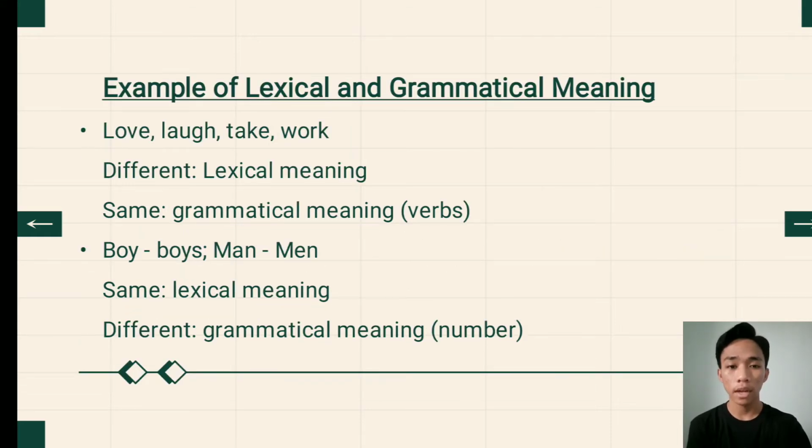Example of lexical and grammatical meaning. First, love, take, work. For this example, they have different lexical meaning but the same grammatical meaning. Second is boy, boys, man, and men. For this example, they have the same lexical meaning but different grammatical meaning.